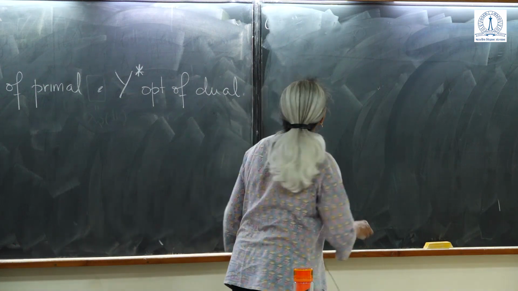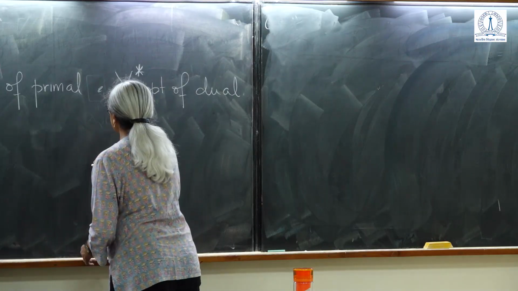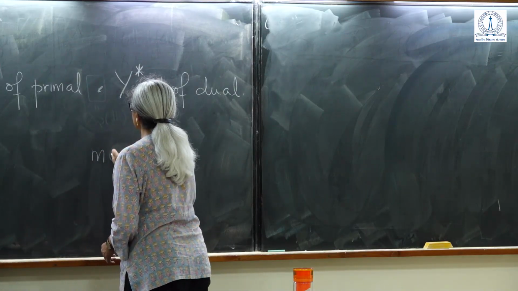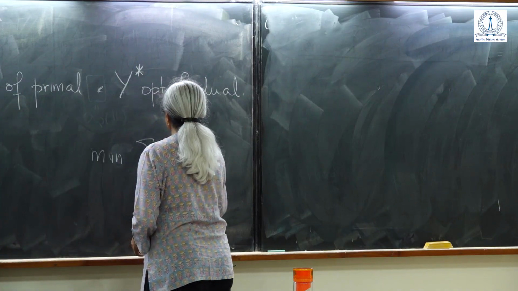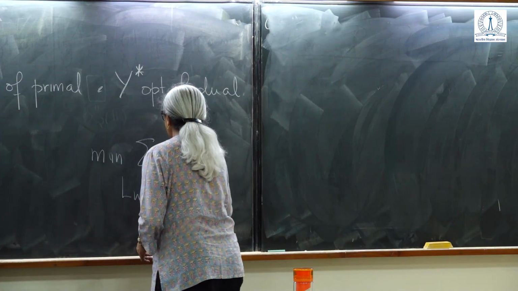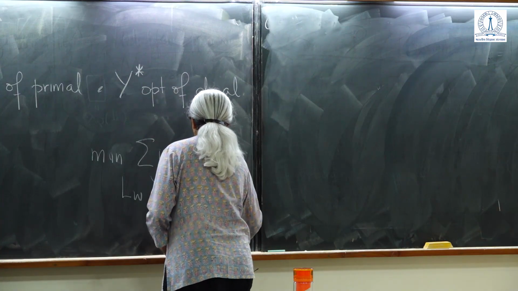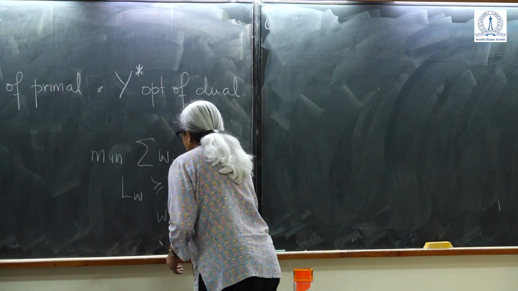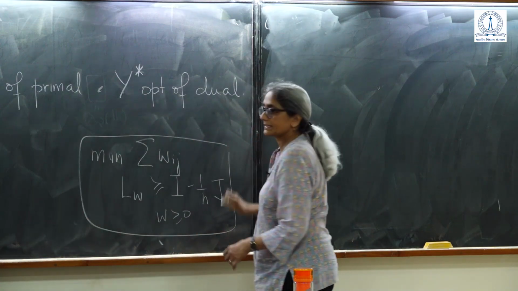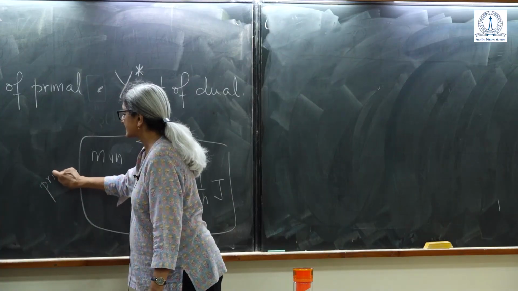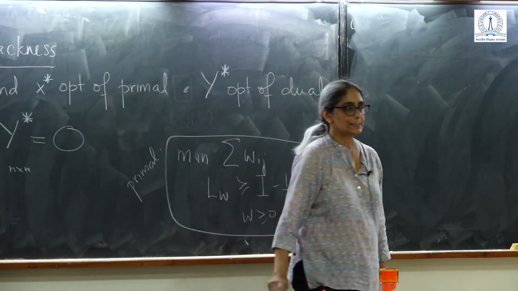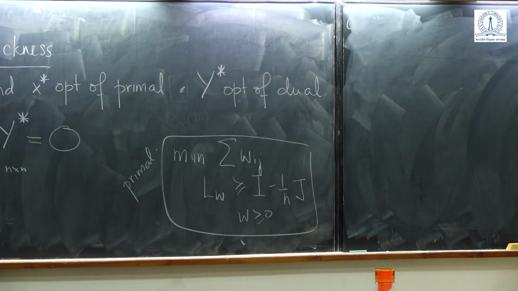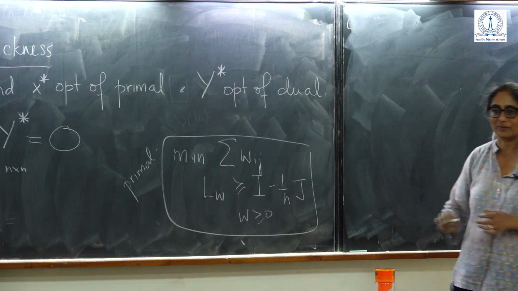Okay, so we saw that the lower conformal rigidity is this problem, right? Minimize the sum of the W_ij's subject to L(W) greater or equal to I minus 1 over n J, W non-negative. This is an SDP. So this is some primal SDP. And this primal SDP has a dual SDP, which is in the exercises, okay? This dual SDP I won't even write. So there's a dual SDP, which we can write if we have time, okay?